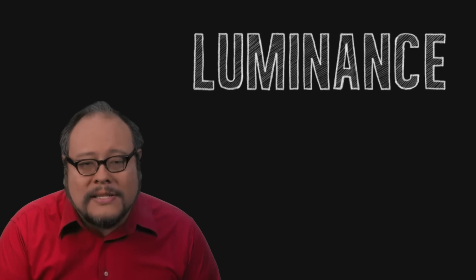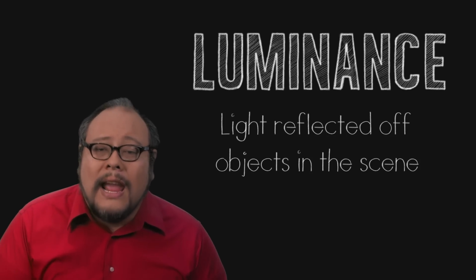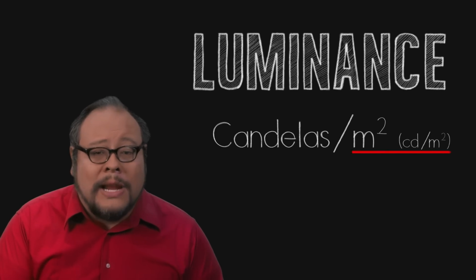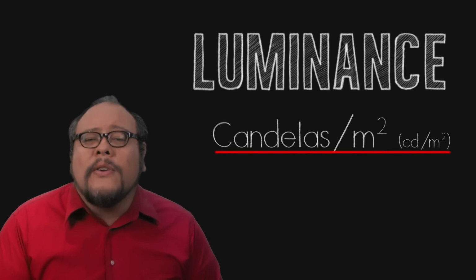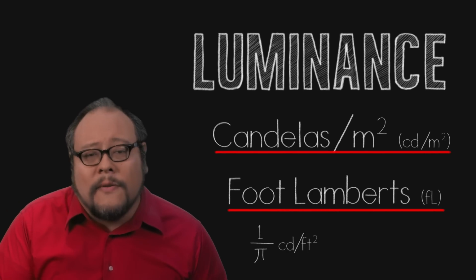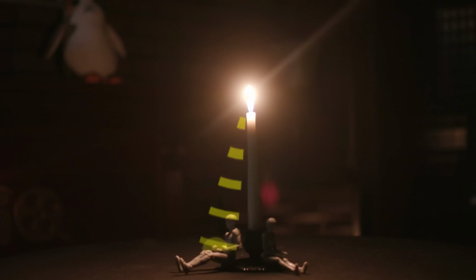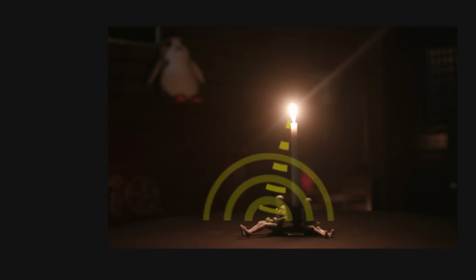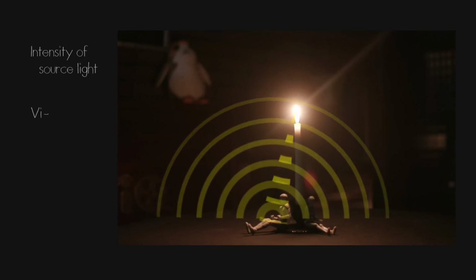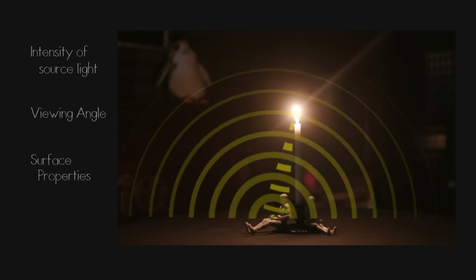Let's talk about luminance, sometimes called brightness. Luminance refers to the light that is reflected off an object in the scene and is measured in candelas per square meter using SI units. The imperial unit is foot lamperts, which is 1 divided by pi candelas per square foot, which is equivalent to 3.426 candelas per square meter. As you can imagine, there are a lot of factors that govern how light bounces off an object, from the intensity and distance of the light to the viewing angle, the material reflectivity and absorption of the material. There's a lot of different factors at play.